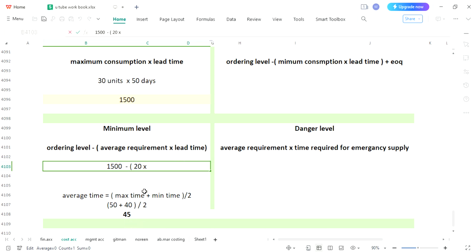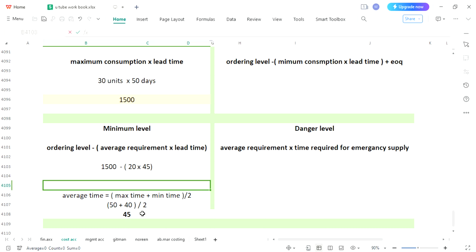Now keep it in your mind. It was average requirement. Obviously we needed to put average time, and average time we have calculated by putting this formula, maximum time plus minimum time divided by 2. So 45 we are openly putting over here. Formula is completed. Now we are putting it on our calculator. 1500 minus, bracket open, 20 multiplied by 45. So here you have got your answer, 600.